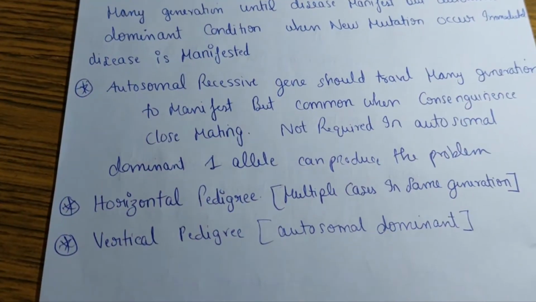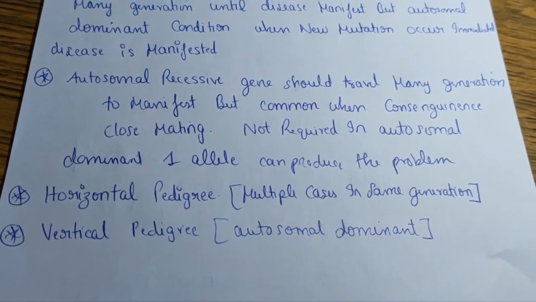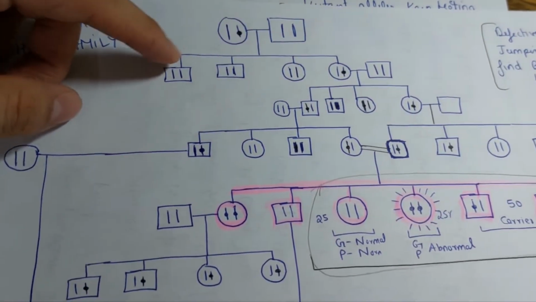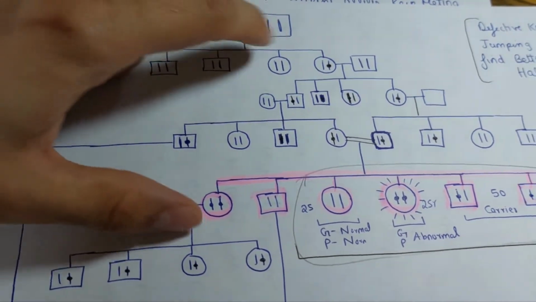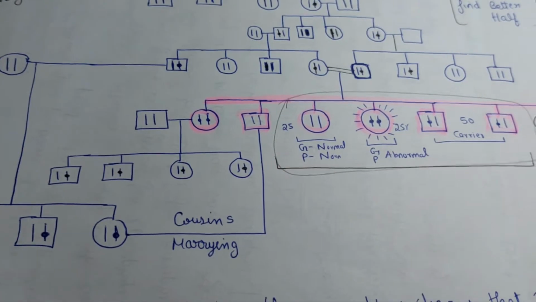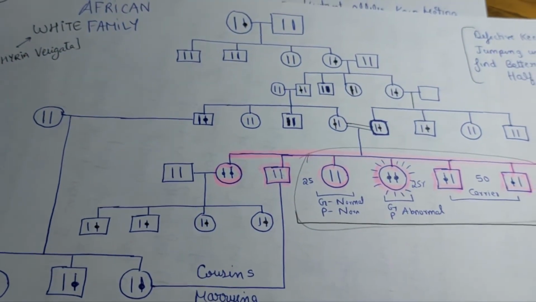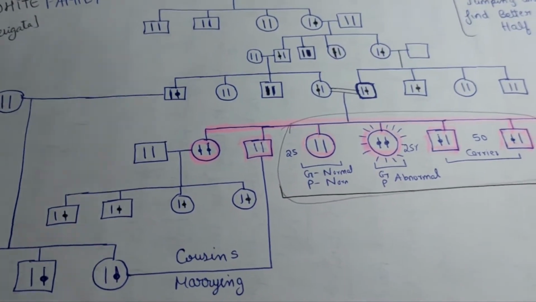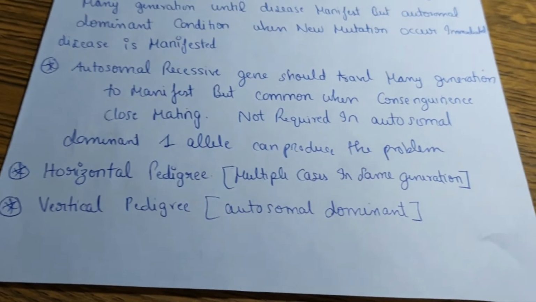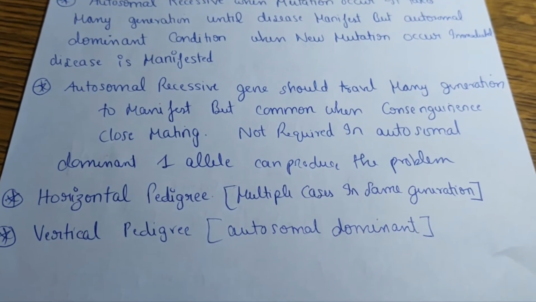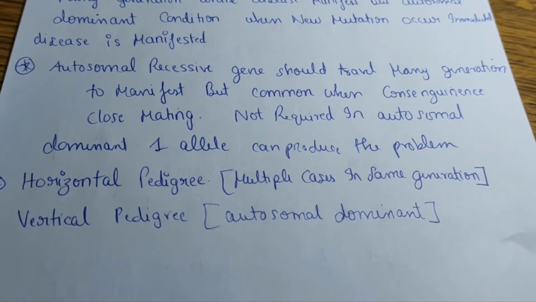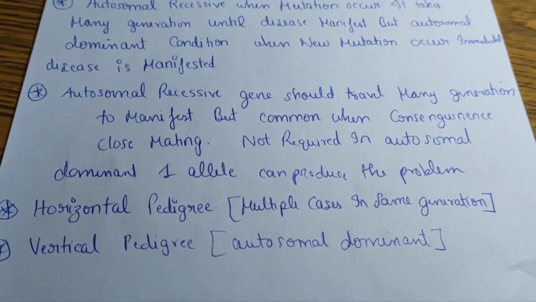In autosomal recessive disorders, the gene should travel many generations to manifest itself. As we saw here, the mutant gene started from this generation, but it had to go for 1, 2, 3, 4, 5 generations. After 5 generations, only the first, what we call, clinical symptoms of the disease were manifest in the kid. So this means that in autosomal recessive disorder, the gene should travel many generations to manifest, but it is more common when there is consanguineous close mating. Whereas in autosomal dominant, only one allele is enough and can produce the disease.